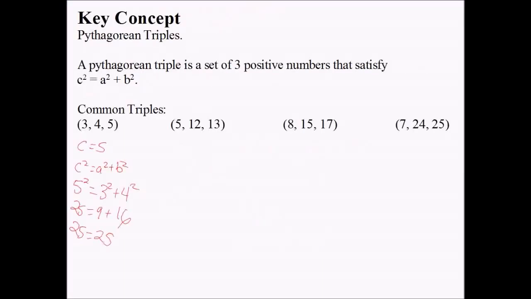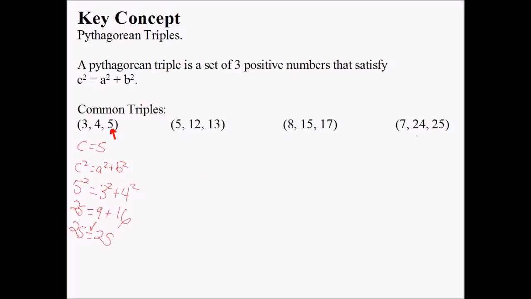Let's move on. So the Pythagorean triple. A Pythagorean triple is a set of 3 positive numbers that satisfy c squared equals a squared plus b squared. For example, 3, 4, 5 is a common Pythagorean triple. C is your biggest number. Once I plug into my Pythagorean theorem, the only thing that matters is plugging the 5 into c. The 3 and the 4 really don't matter. I could have said 4 squared plus 3 squared. On the right side, you're going to get 25, and on the left side, you're going to get 25. So this actually works out.